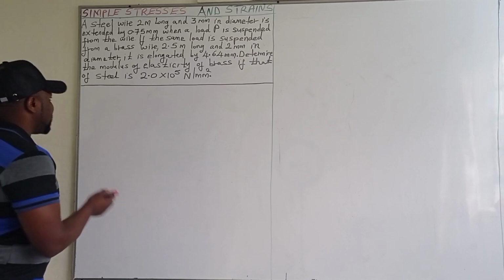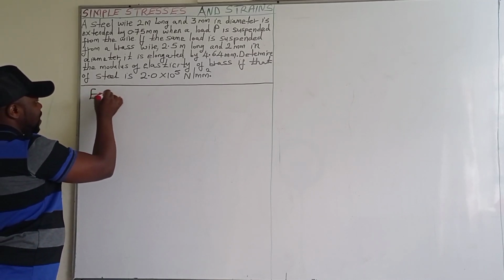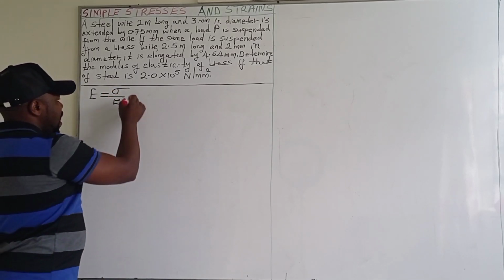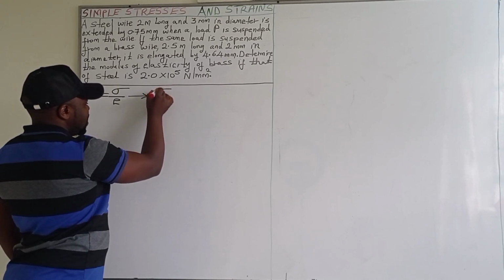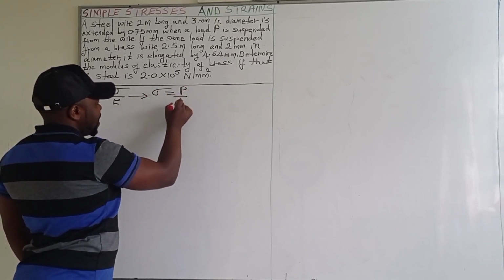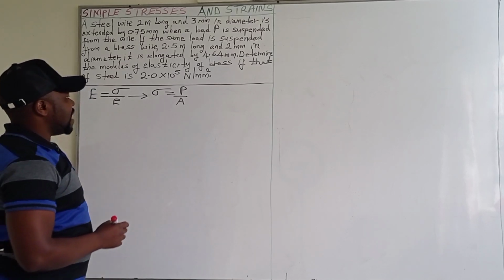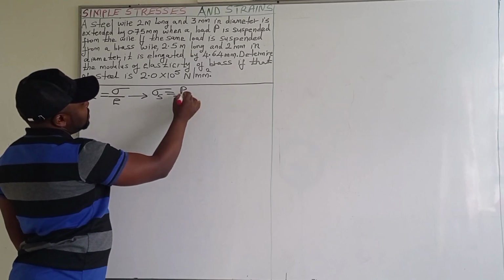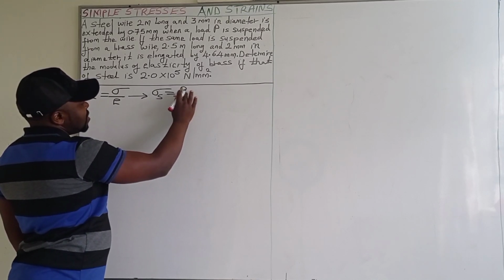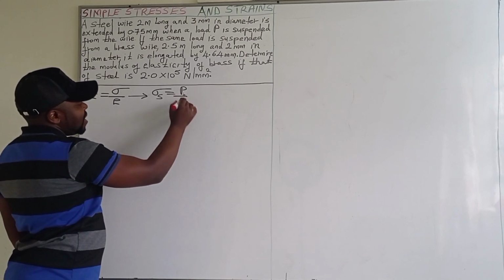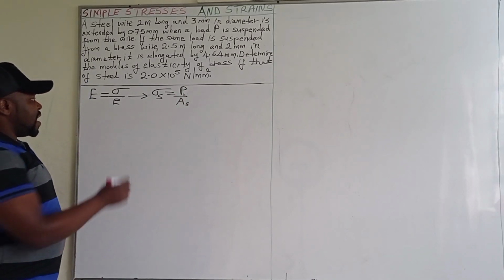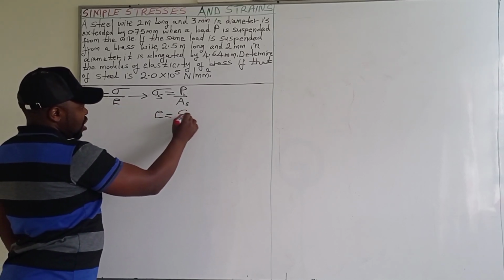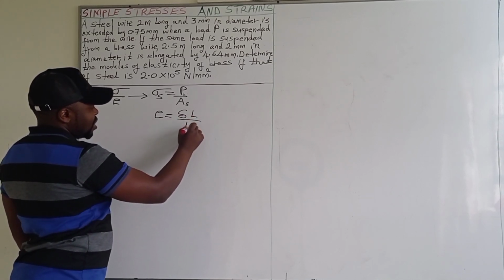Now, we know very well that Young's modulus of elasticity is given by the ratio of stress to strain. In this case, stress is given by load divided by the cross-sectional area. Starting with the steel rod, this is the load that is suspended from both wires, over the area of the steel rod. In the same case, strain is given by change in length divided by the original length.